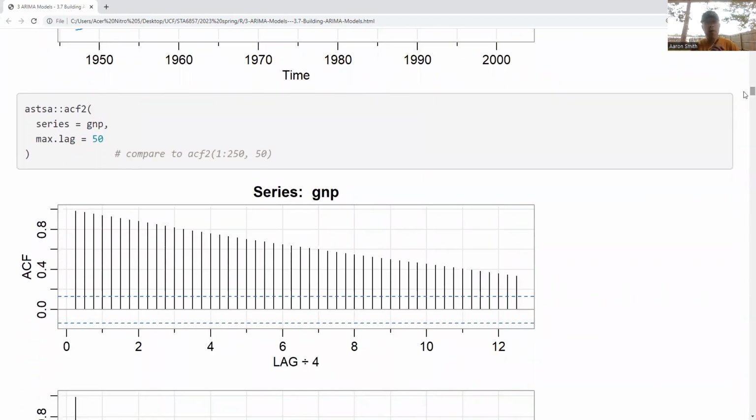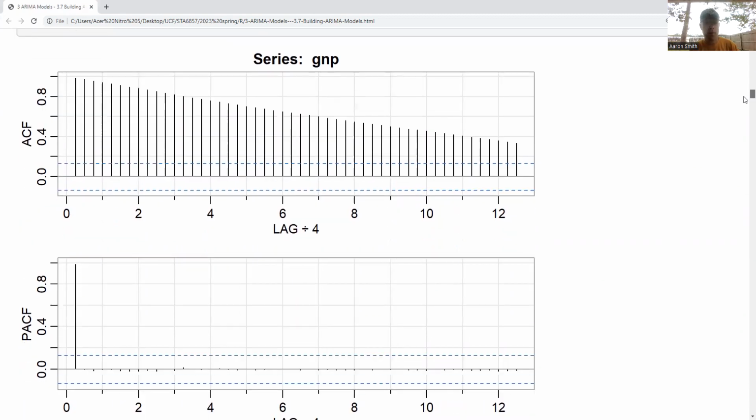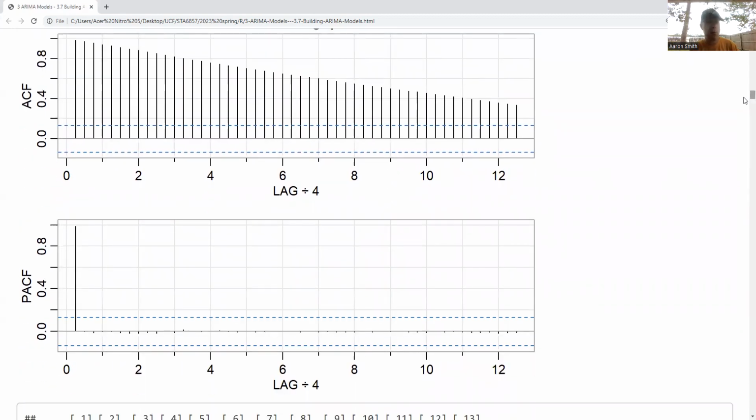And so now here we can see that the autocorrelation function is not tailing off. It's not decaying very quickly. But we see that the partial autocorrelation function is cutting off quite quickly. It's gone at 2. So I've just got a strong value at 1.